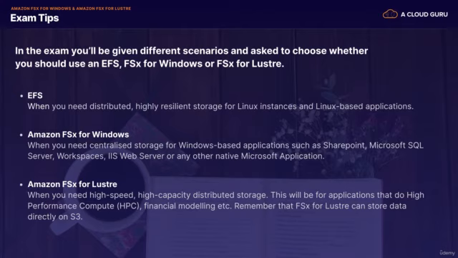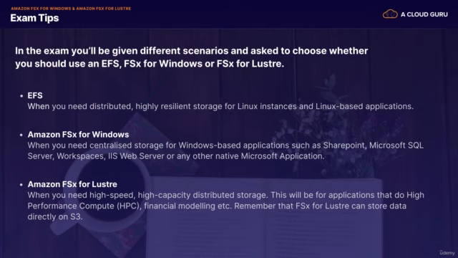So onto my exam tips. In the exam, you're going to be given a whole bunch of different scenarios and asked to choose whether you should be using EFS, FSx for Windows, or FSx for Lustre. EFS, you use this when you need distributed, highly resilient storage for Linux instances and Linux-based applications. Amazon FSx for Windows is when you need centralized storage for Windows-based applications such as SharePoint, SQL Server, WorkSpaces, IIS Web Server, or any other native Microsoft application. And if you see the phrase SMB, you need SMB storage, then you're going to use Amazon FSx for Windows.